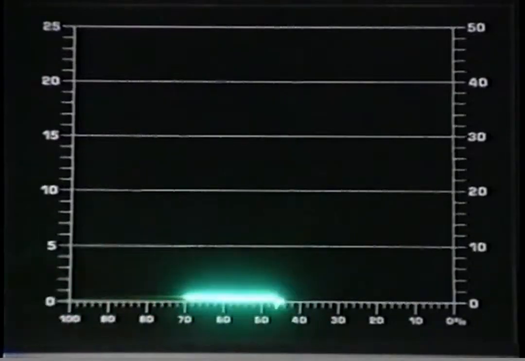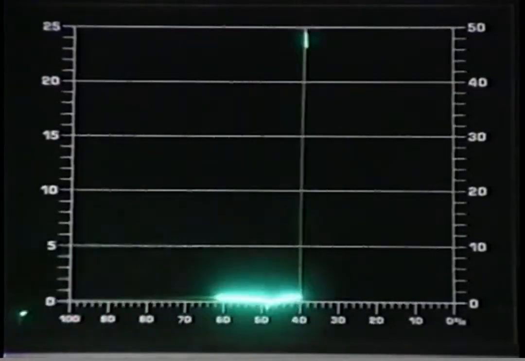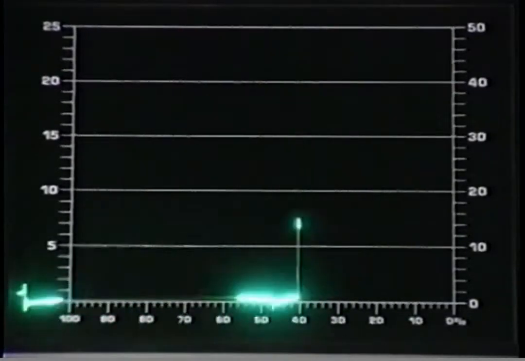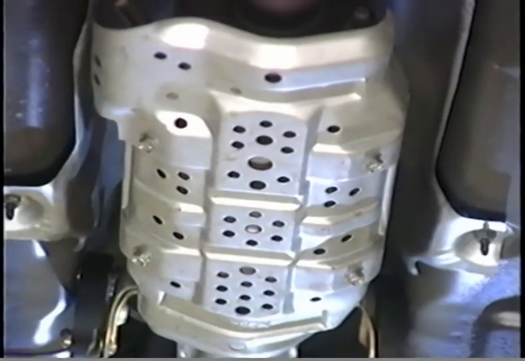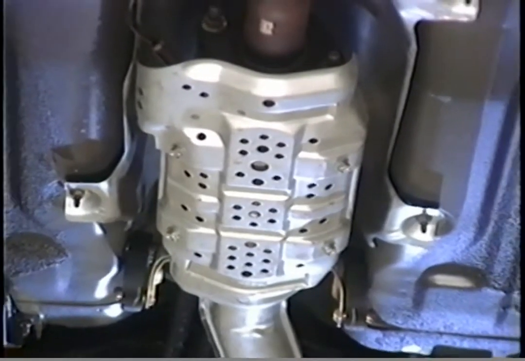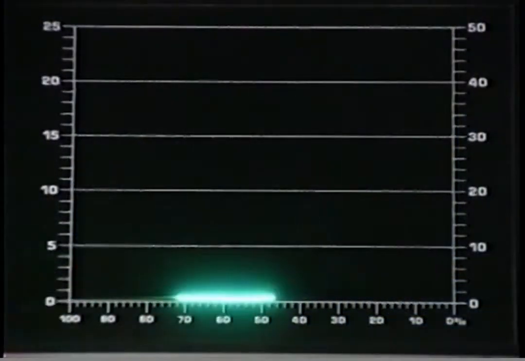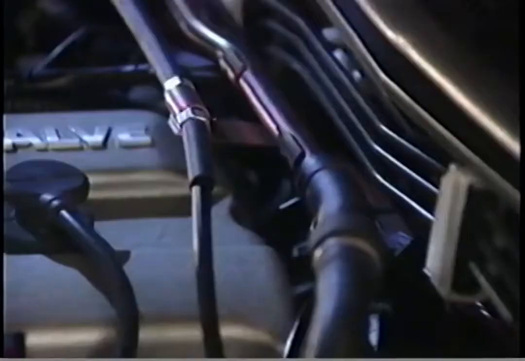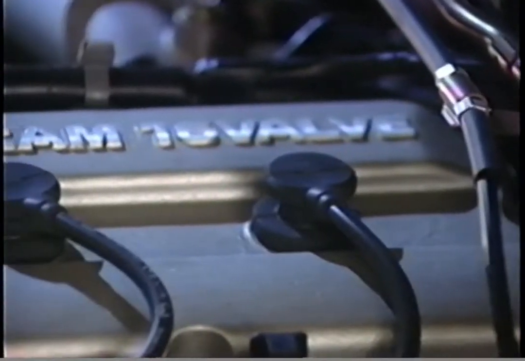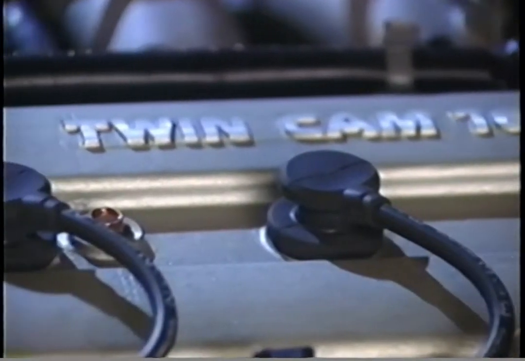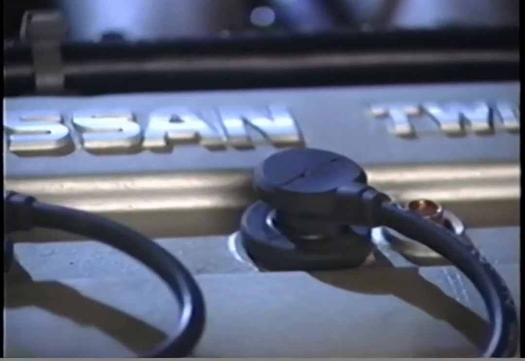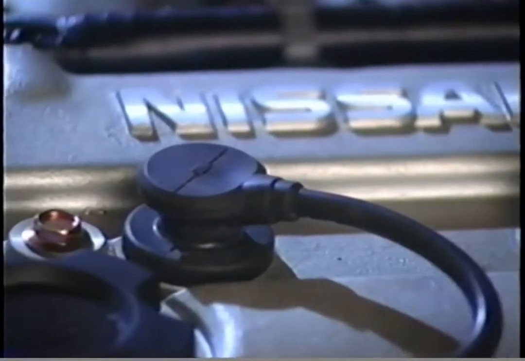ODB II tests for an engine misfire, which from an emissions point of view is extremely critical. If a vehicle with a misfire continues to be driven, it could lead to a permanently damaged and therefore inoperative catalytic converter. ODB II checks overall engine performance, and if a misfire occurs, can identify the individual cylinder by number.